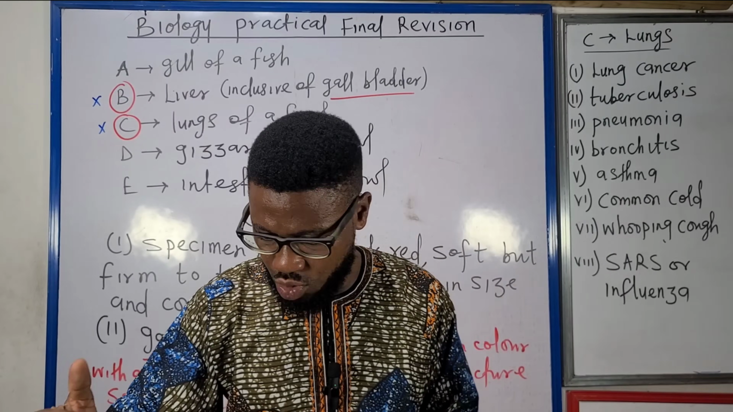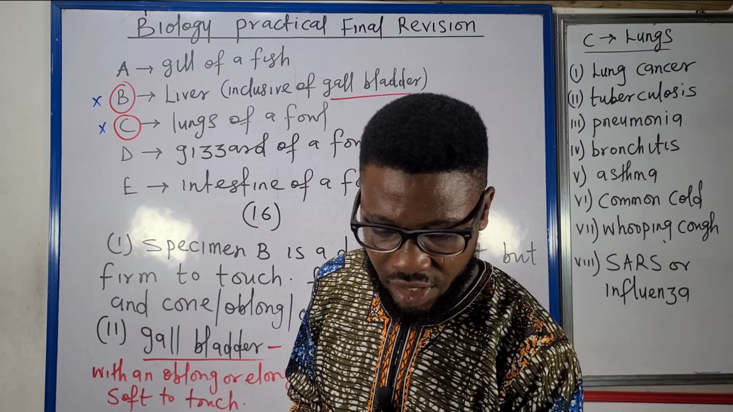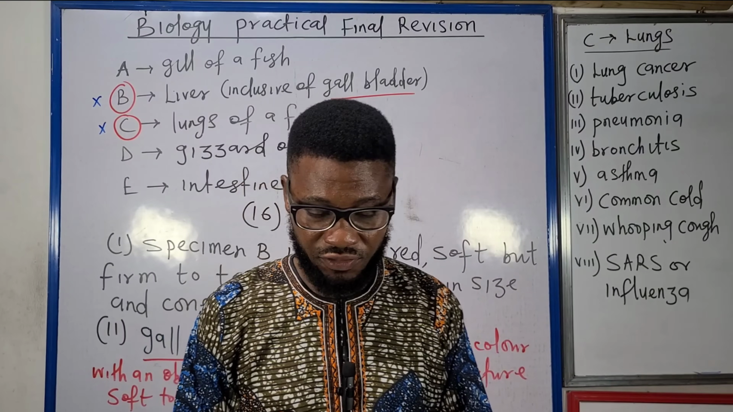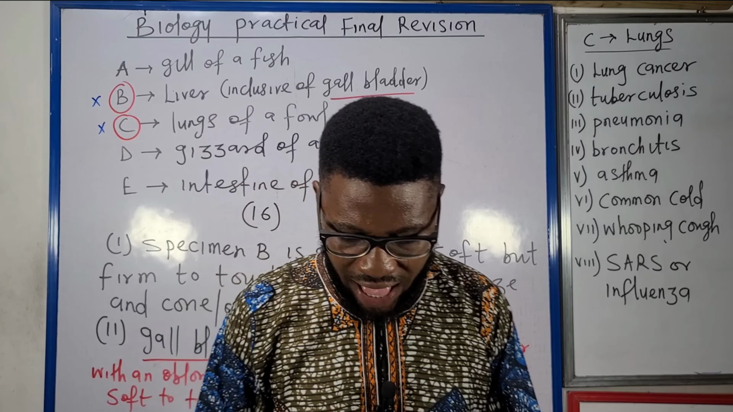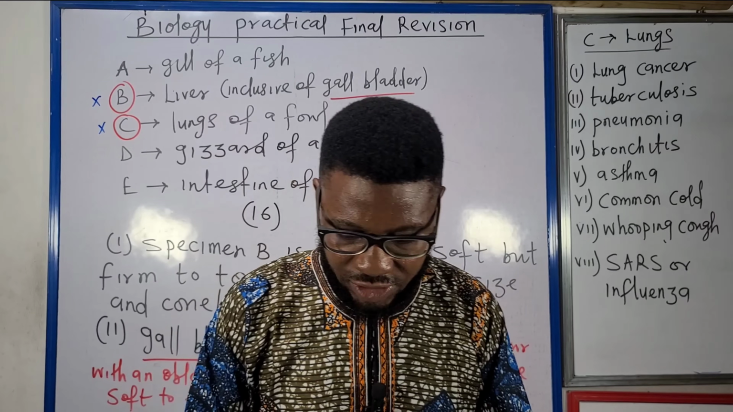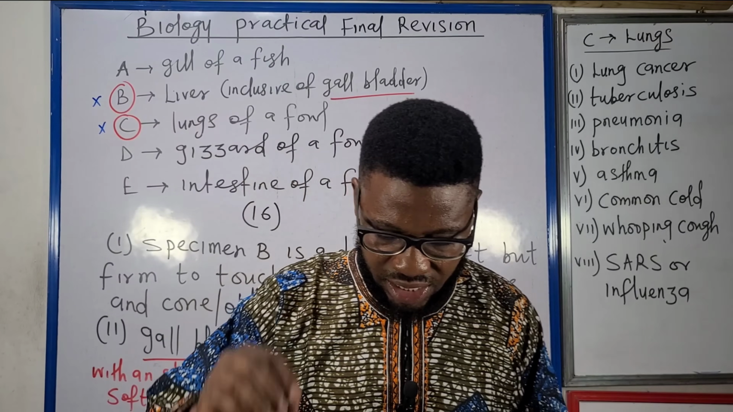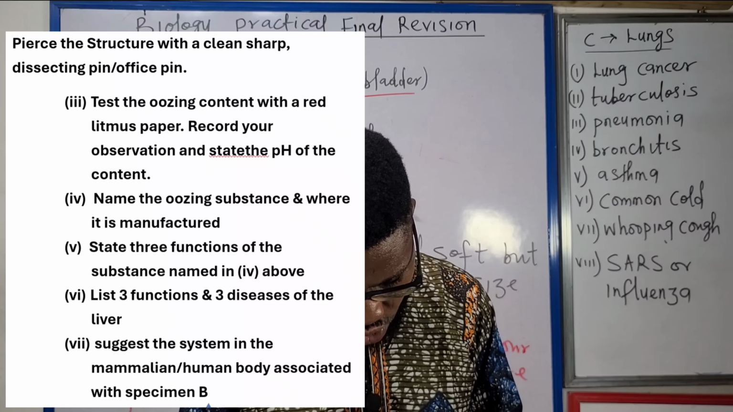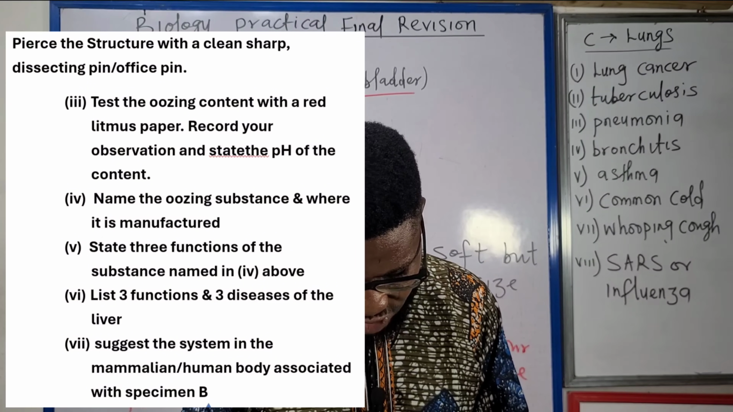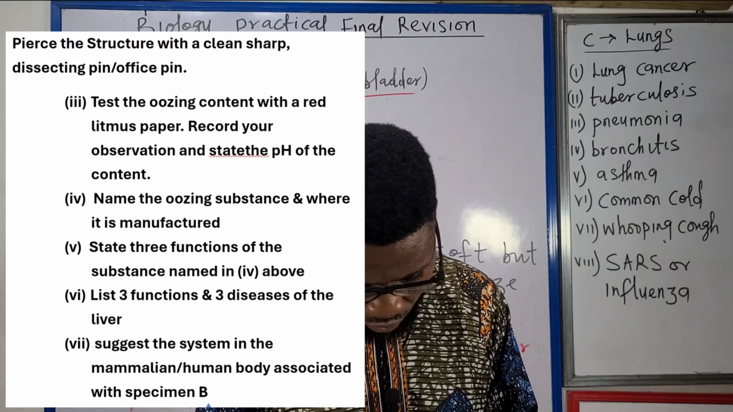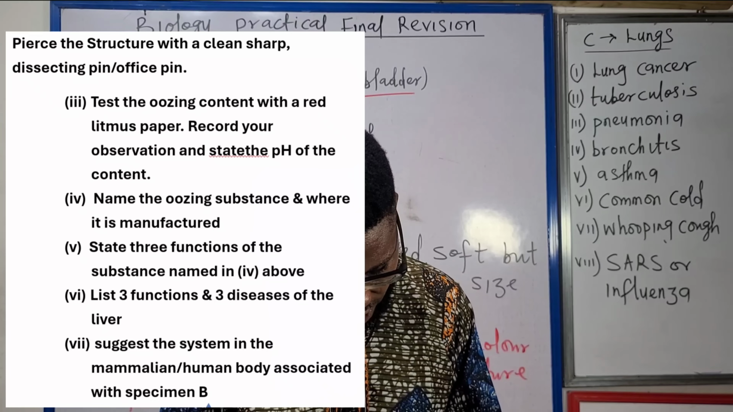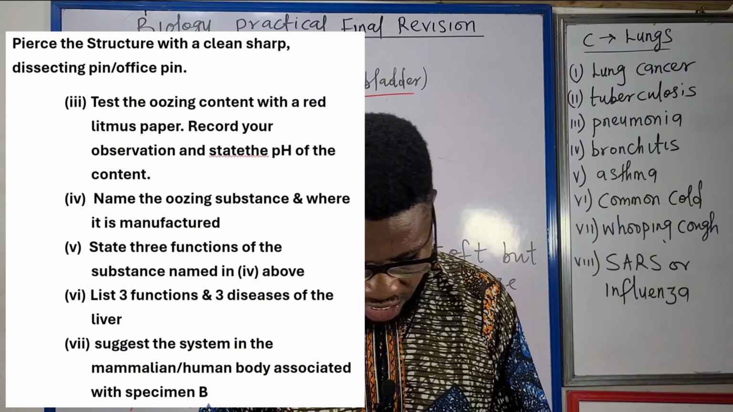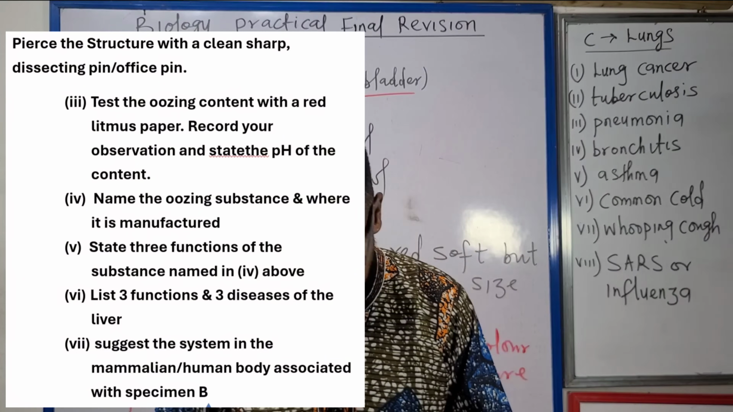In Roman figure 3, aside the specimen, there are certain materials that should be available in the course of this examination. One of them is a hand lens, or what we call magnifying lens, red litmus paper, blue litmus paper, office pin, tissue paper. So you look at the next question. It says, pierce the structure, that's talking about the gallbladder, with a clean, sharp dissecting pin or office pin. Test the oozing substance, the content coming out after you must have pierced with a pin, with a red litmus paper.